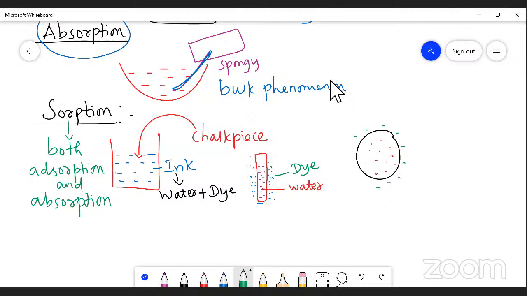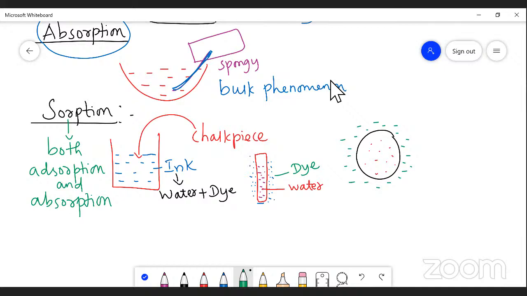So this is called a what? This is called sorption. Present at the surface as well as in the bulk. As well as in the bulk. So this phenomenon is called what? Sorption. This is why we are giving this absorption and this sorption.